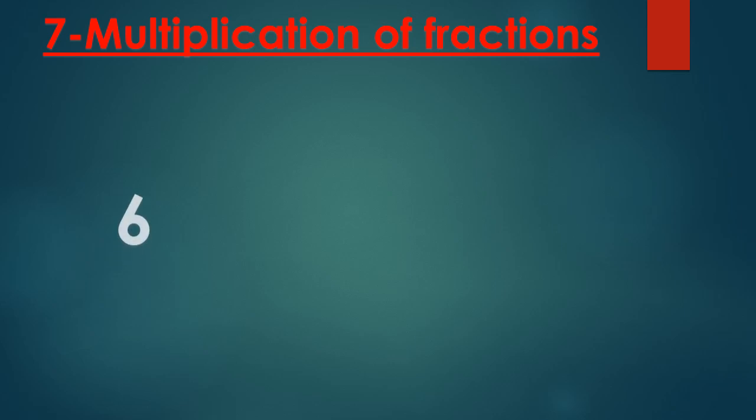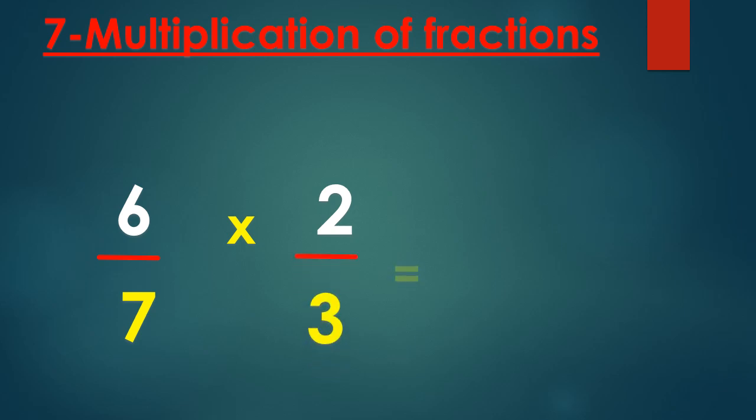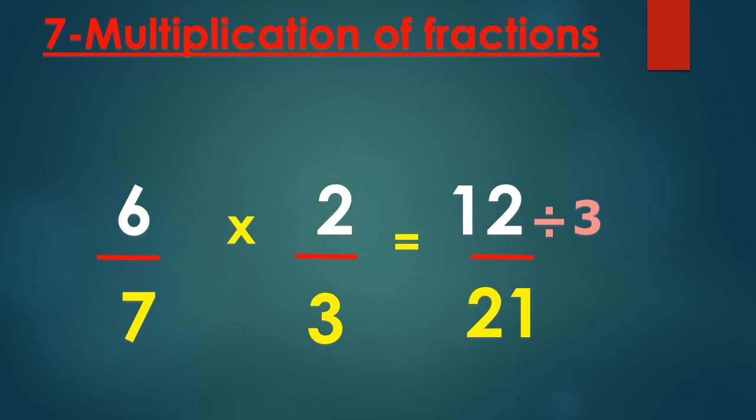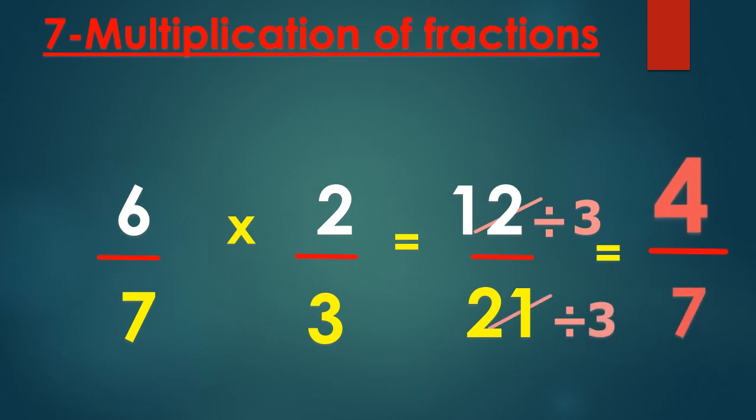Seventh, we have multiplication of fractions, like 6 over 7 times 2 over 3. We multiply the numerators first. 6 times 2 equals 12, and then the denominators. 7 times 3 is 21. The answer is 12 over 21, but we still can simplify this number. Both numbers are divisible by 3. They are both in the times table of 3. 12 divided by 3 equals 4, and 21 divided by 3 equals 7. The final answer after simplification is 4 over 7.